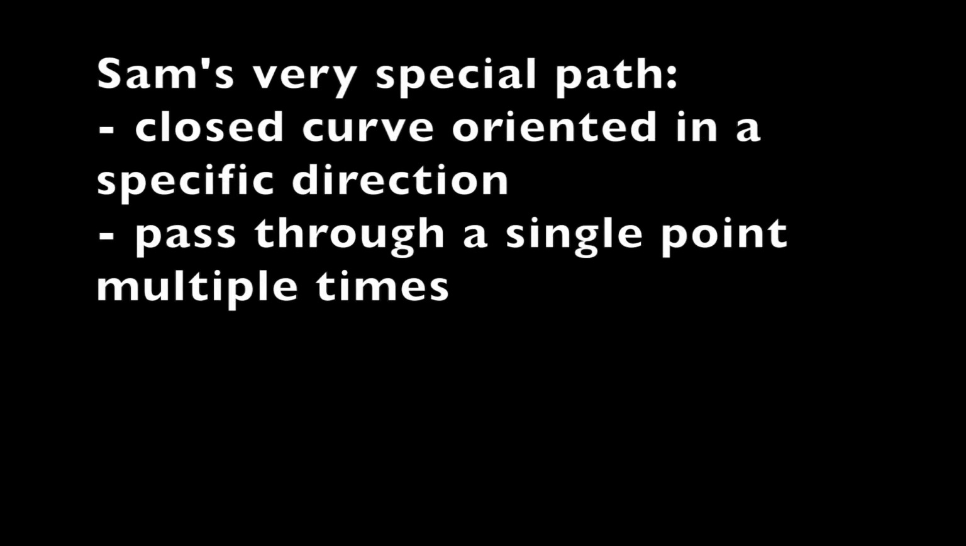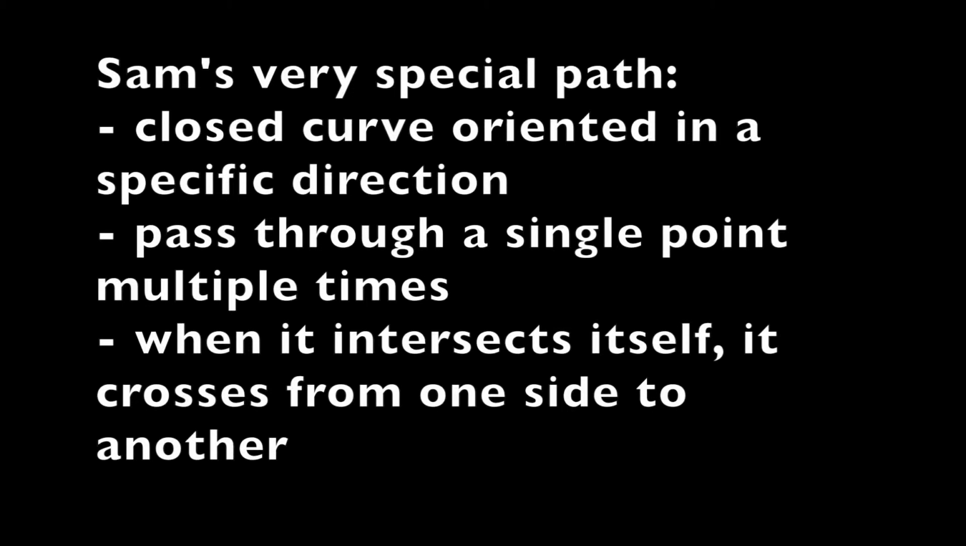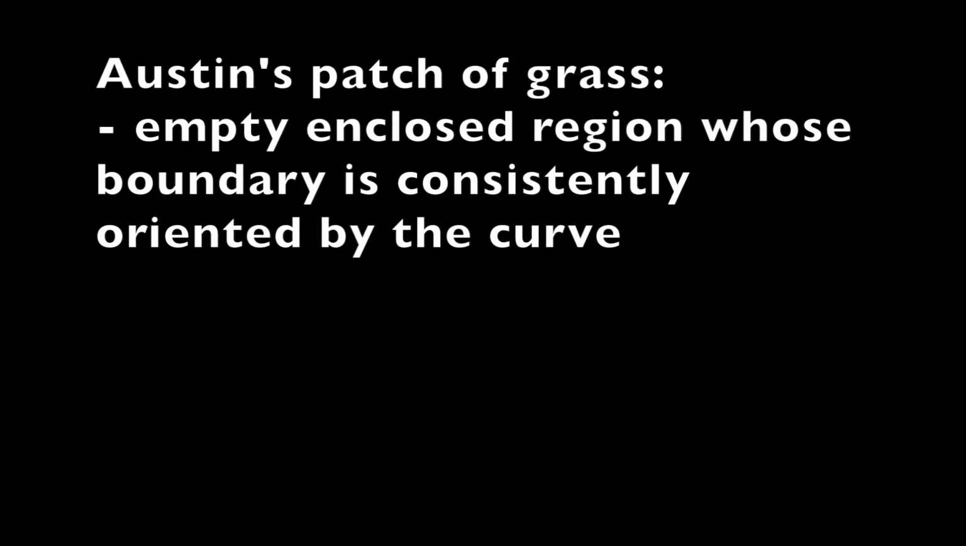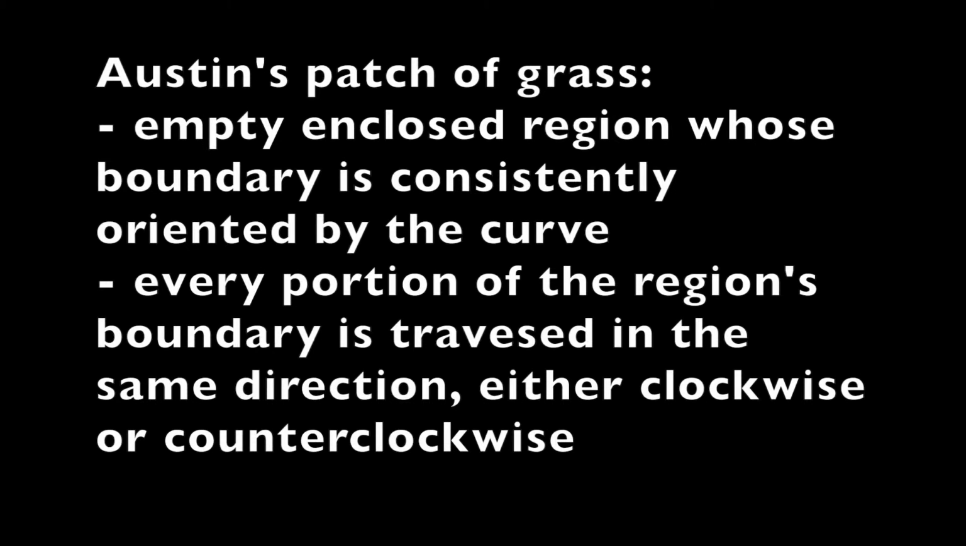Sam's very special path could be characterized as a closed curve that is oriented in a specific direction, can pass through a single point multiple times, and when it intersects itself, it passes from one side to another. Finally, we can characterize Austin's patch of grass as an empty enclosed region whose boundary is consistently oriented by the curve, meaning every portion of the region's boundary is traversed in the same direction as the curve, either clockwise or counterclockwise. Looks like Austin picked up a harder fight than he thought he did.